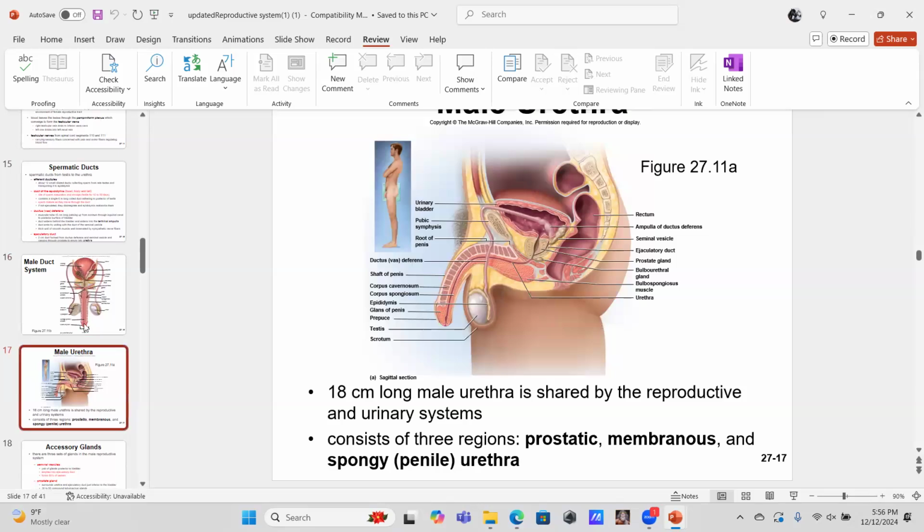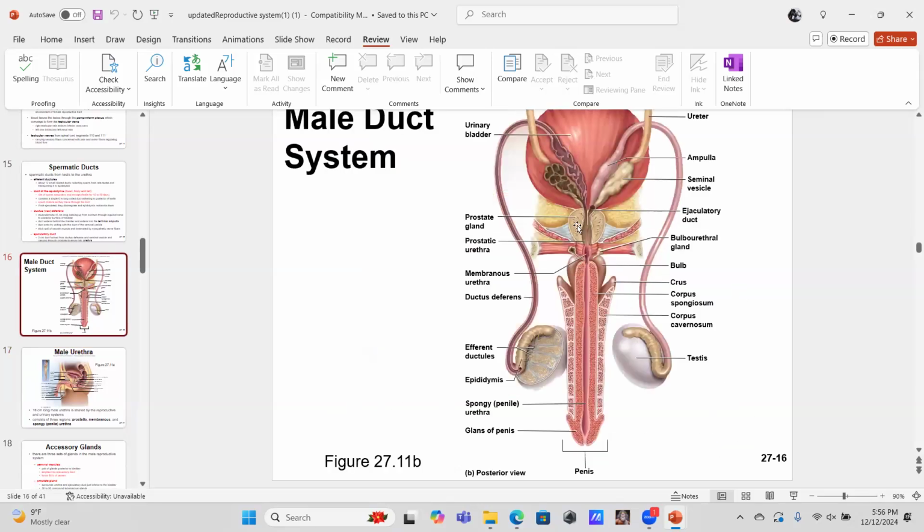The male urethra, if you take a look at it, is very long. And the male urethra is named after the region it goes through. Unlike the female, the male urethra is going to be the passageway for both urine and sperm, which makes the internal urethral sphincter so much more important for the male reproductive system.